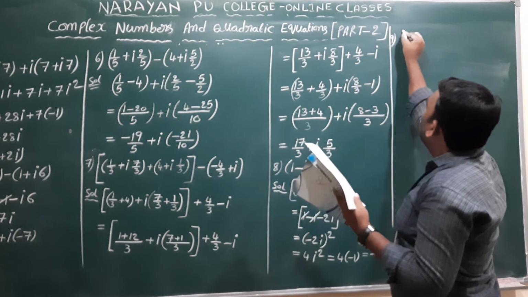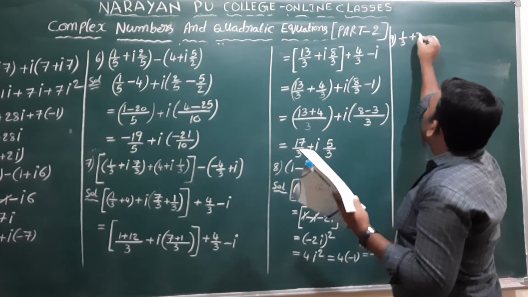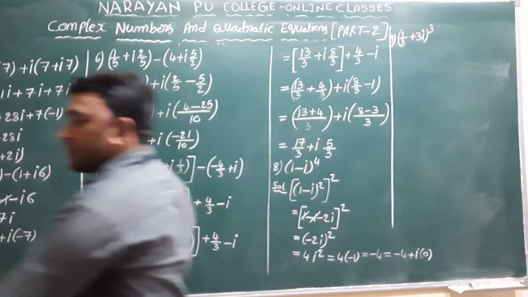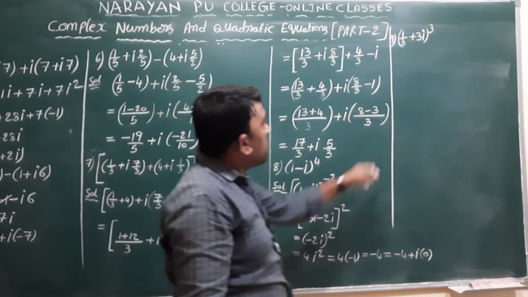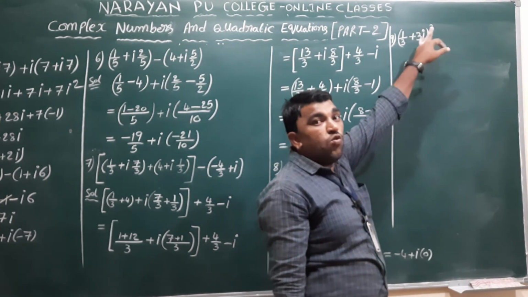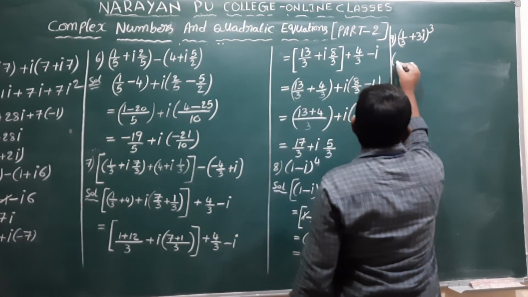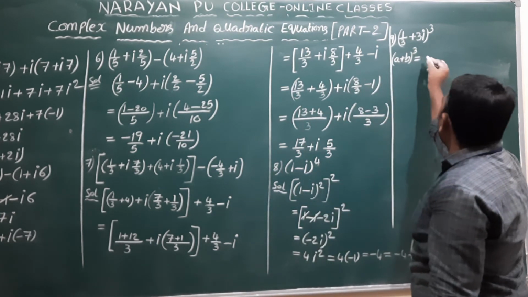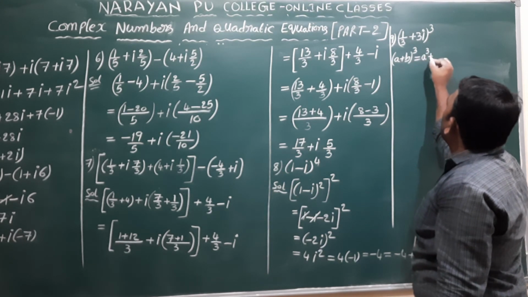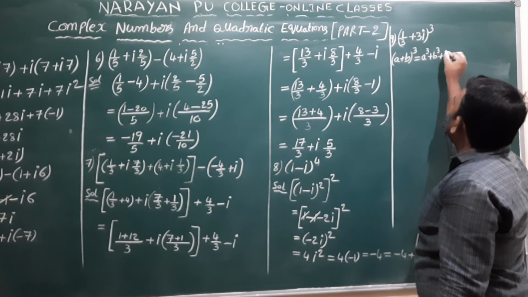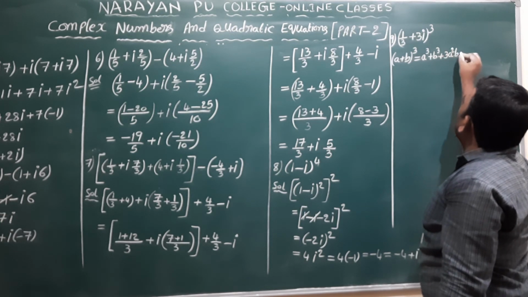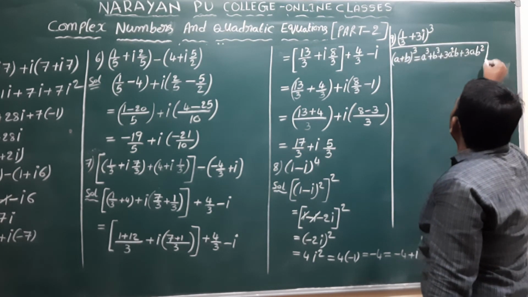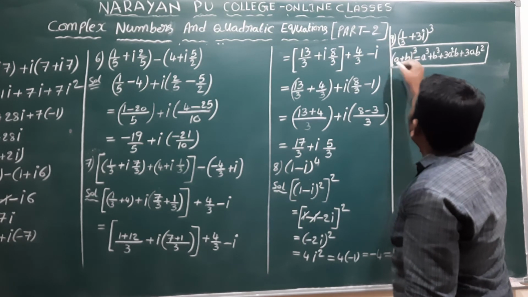Ninth one: 1 by 3 plus 3i whole cube. Now it is in the form of a plus b whole cube. First I will write the formula for a plus b whole cube, then you will come to know the simplification easily. A plus b whole cube formula: a cube plus b cube plus 3a square b plus 3ab square. This is the formula for a plus b whole cube.